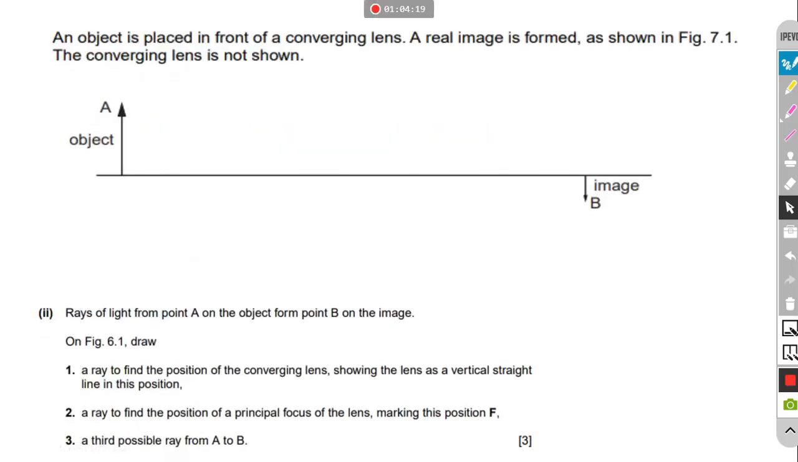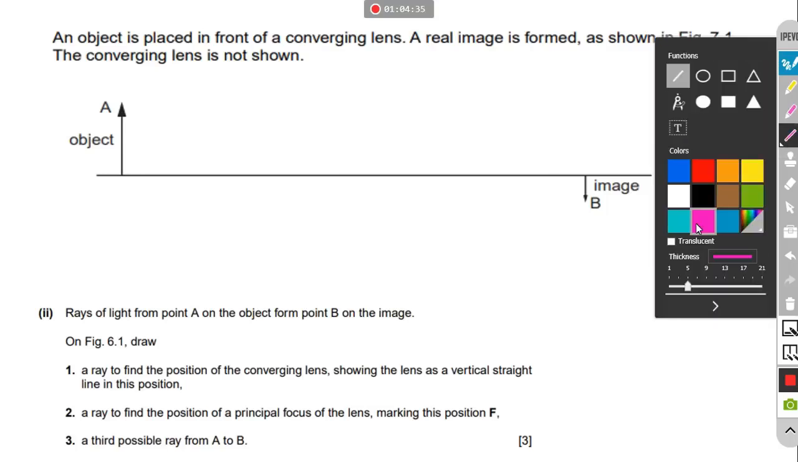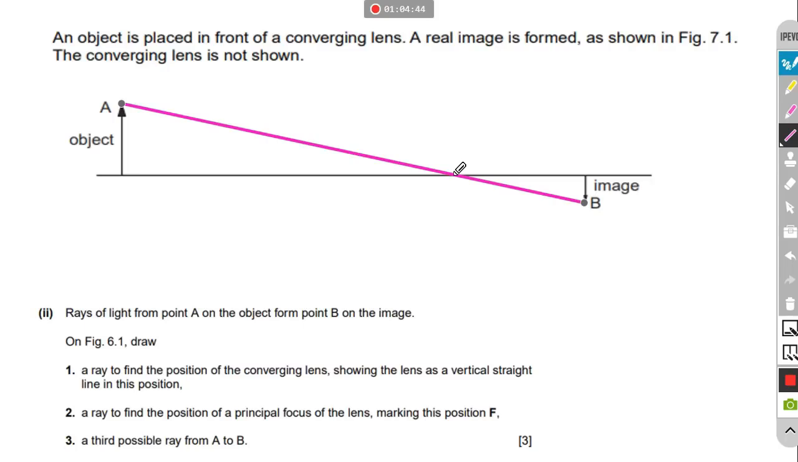An object is placed in front of a converging lens. A real image is formed as shown. The converging lens is not shown. So they gave us the object and they gave us the image. Now definitely, if we connected the standard rays, so if we had one from the top directly to the top of the image, then definitely it should pass through this point on the principal axis, which is the center point. Let me label it. This is the center point of the lens.